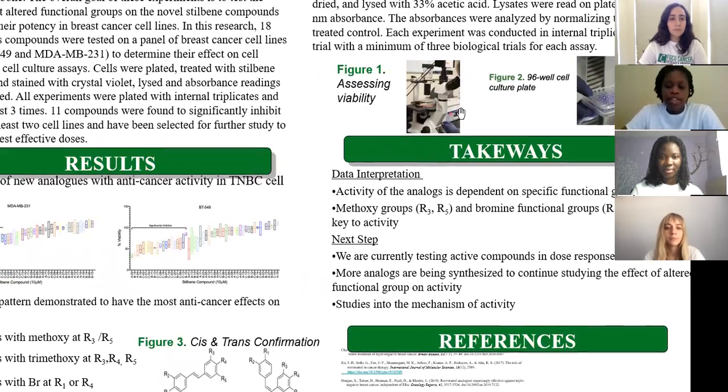When we analyzed the data, we found that the activity of the analogs is dependent on the specific functional group at a specific location. Specifically, methoxy groups at the R3 and R5 on ring 2, and the bromine functional group at the R1 on ring 1 and R4 on ring 2 seem to be the key to the analogs' activity. We don't have any data on the specific mechanism behind the activity of these functional groups, but overall, these functional groups may increase the uptake and bioavailability of these compounds.